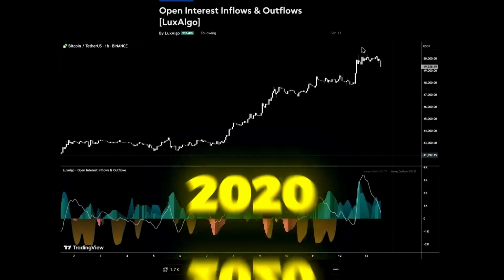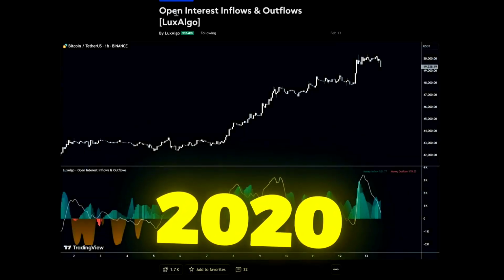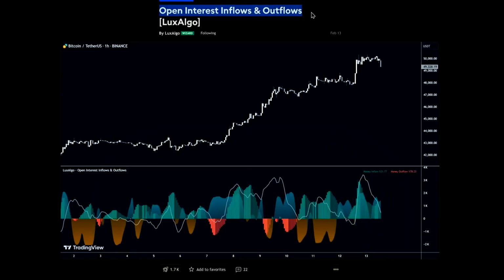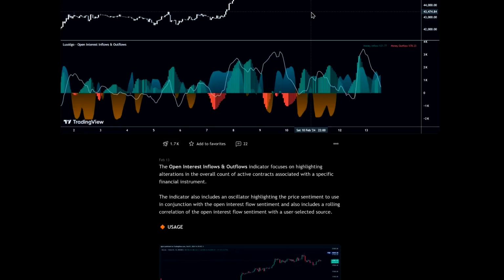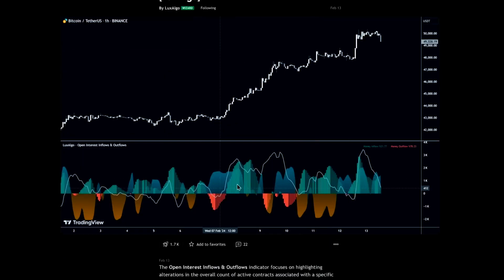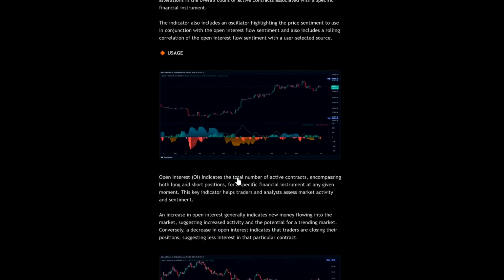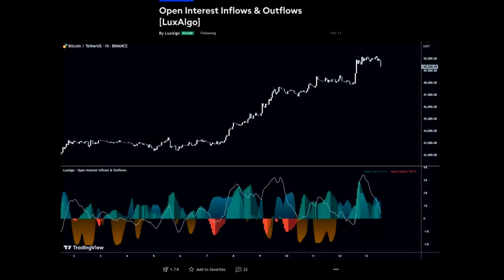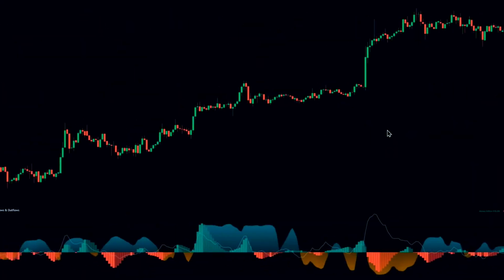Fast forward to 2020, and now we have the Open Interest Inflow and Outflow Indicator by Lux Algo. This modern tool is designed to better navigate today's more complex market dynamics, offering a more detailed approach to analyzing market activity and sentiment. It helps traders make more informed decisions about when to go long or short. In this video, we'll dive into exactly how this indicator works.